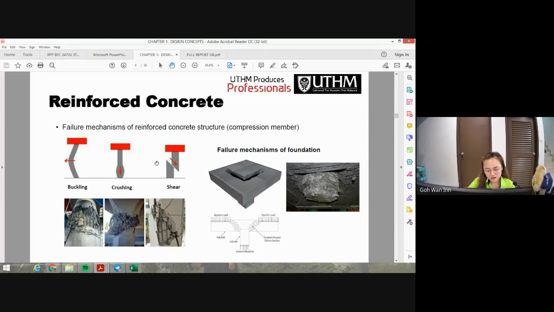Okay, shear failure. Basically this is for long columns, where the failure will normally be buckling. Crushing is due to material failure, and shear failure is normally on short columns.